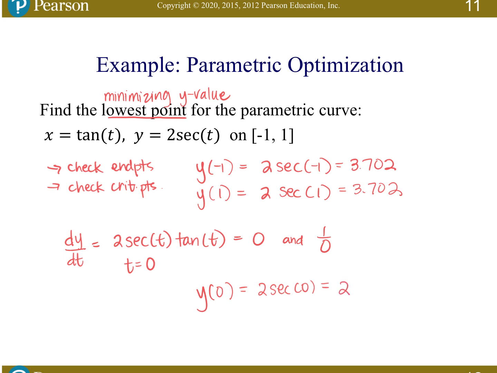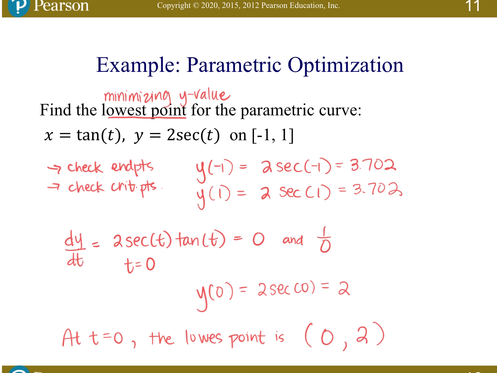Okay. All right, and since it's the only other critical point, then that has to be the lowest point for our parametric curve. And so at t equals 0, the lowest point is, and then we want to answer with both the x and the y coordinates. So we know that the lowest y coordinate is 2, and then we take time 0, we plug it into the x coordinate as well, and we get (0, 2).